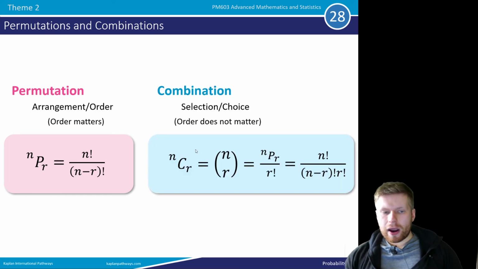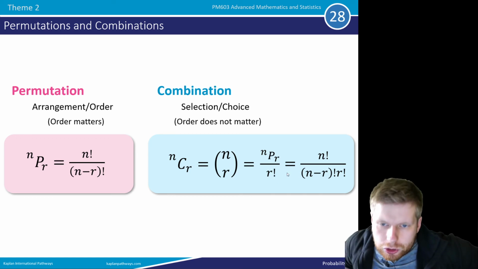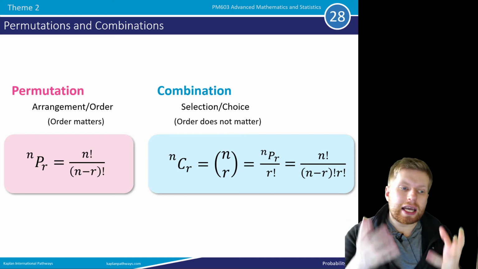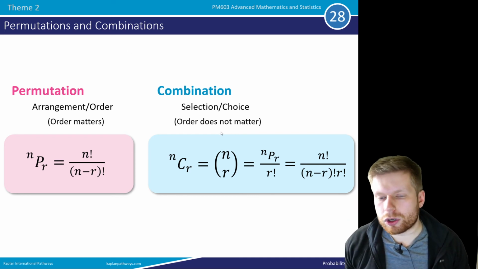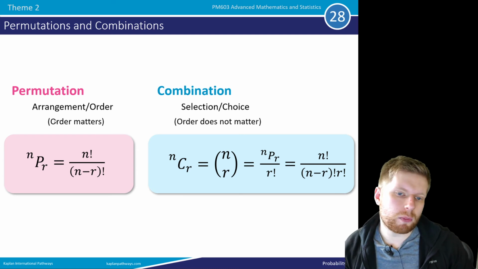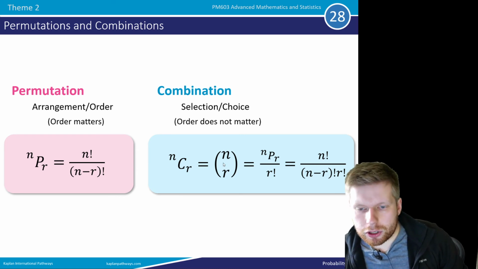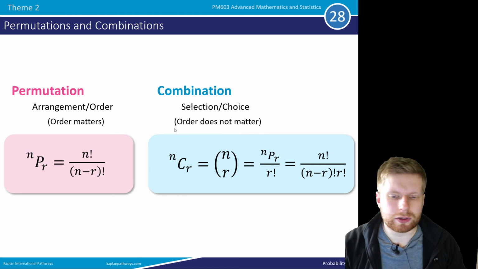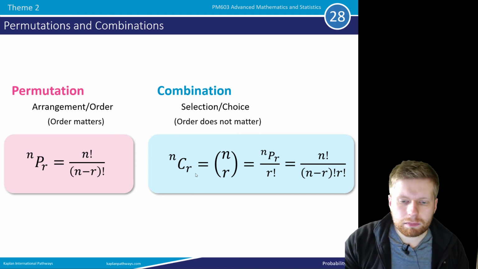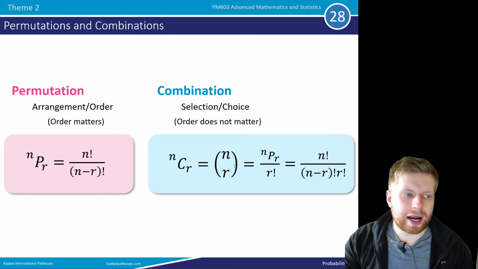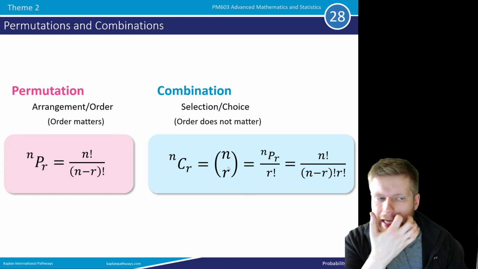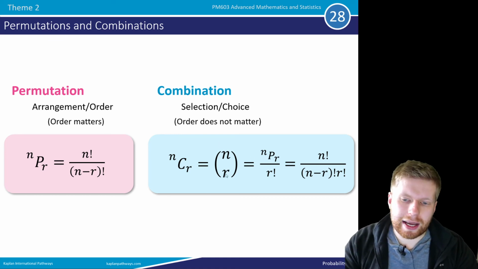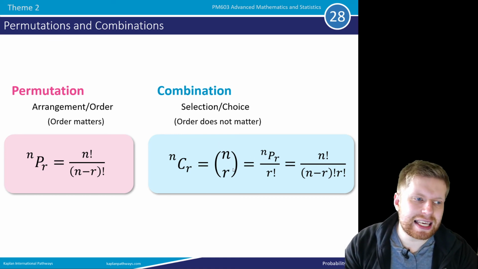Whereas a combination, very, very similar kind of idea, except I just divide the nPr by r factorial to correspond to the fact it's just a selection, it's just a choice. I don't care about order, so I need to remove all of the orderings from the permutations, okay? Now you notice there's some new notation here. Because combinations are used quite a lot, okay, you can use nCr, okay, that is fine. But the other way of writing it is like this. Now don't confuse this with a vector. If you don't know what a vector is, we will meet it later on in the course. Do not confuse this with a vector. If you're dealing with it in probability, it means nCr, okay?